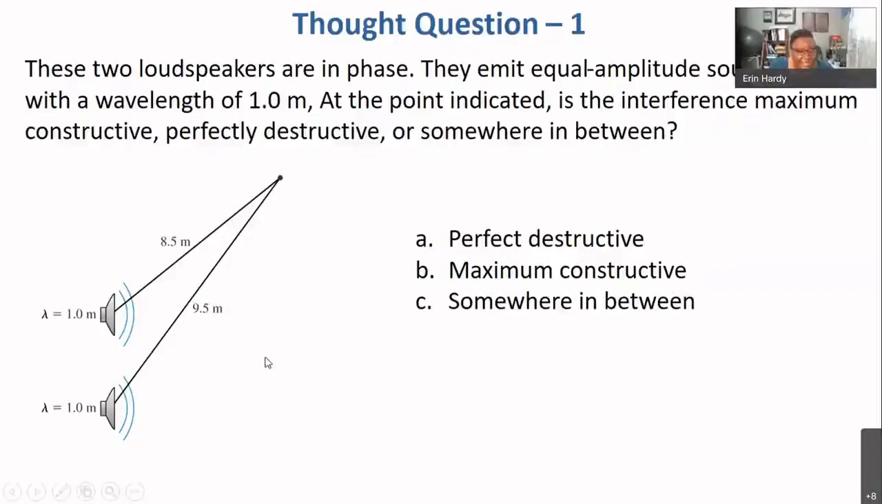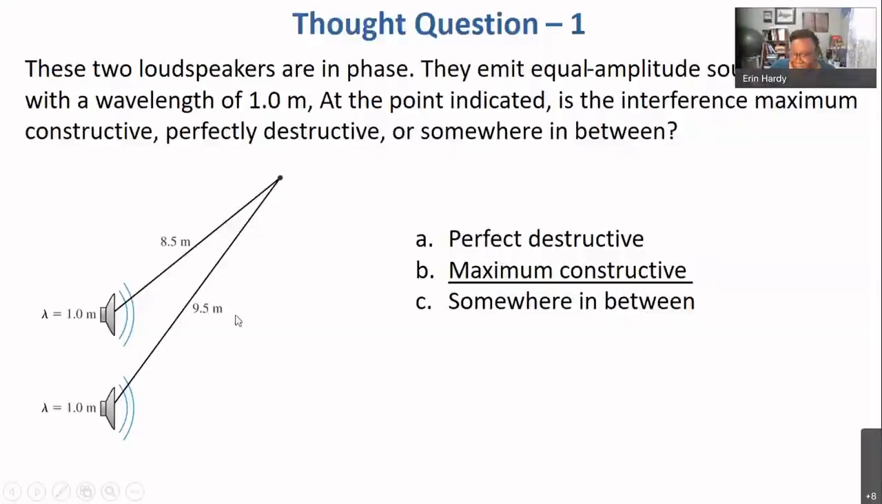So what you experience at that location is going to be a mixture of the signal from loudspeaker 1 and loudspeaker 2. So it's going to be either maximum constructive, perfectly destructive, or somewhere in between. I kind of gave away the answer here because we can infer that these loudspeakers have to be separated by one wavelength, an integer multiple of lambda being 1, because otherwise the distance between the observer and each loudspeaker would be separated by something other than an integer multiple of lambda.